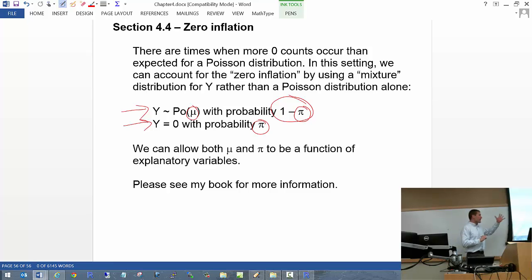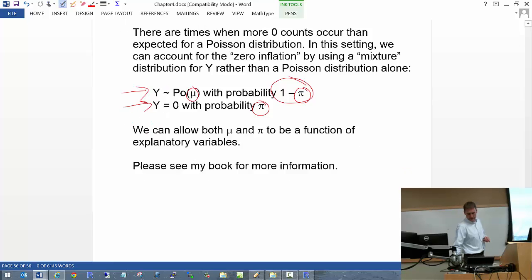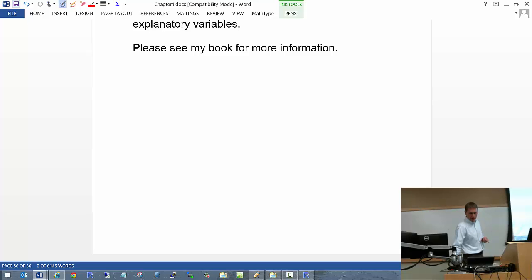If you want to know more information about it, see my book. I do believe that if you take Stat 971, you do spend some time on zero inflation. Does that sound right for those of you who've taken it? Yeah. Okay, so that concludes chapter 4.